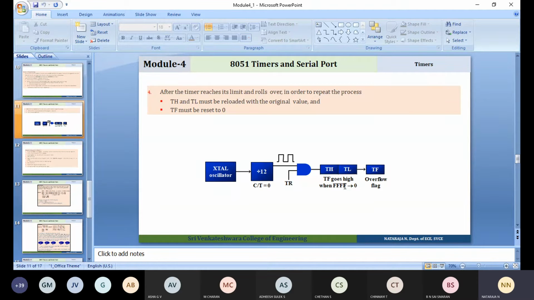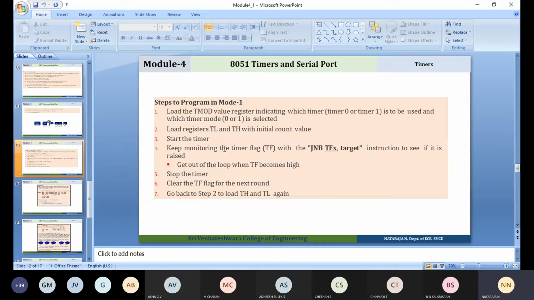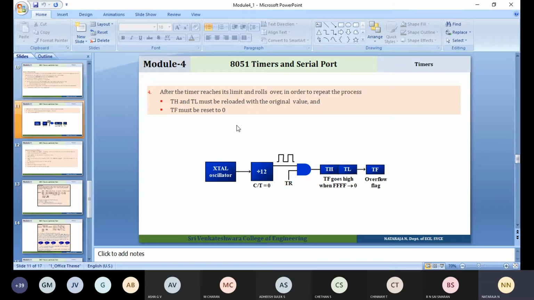Any doubts? Any doubts with respect to this block diagram programming for mode 1? No, sir. Okay, here I have given the steps. How exactly we are going to use. First make a note of this, then you can make a note of that slide. After finishing this slide, please inform me. I will move to next slide.